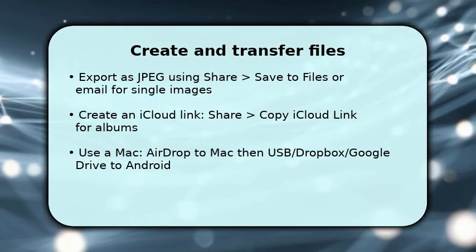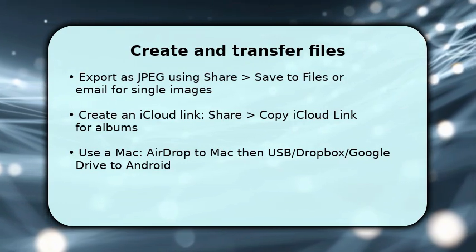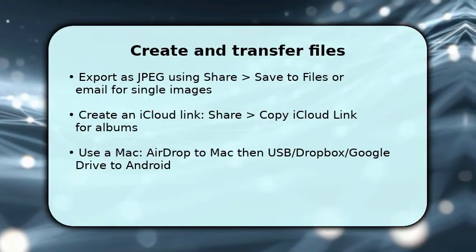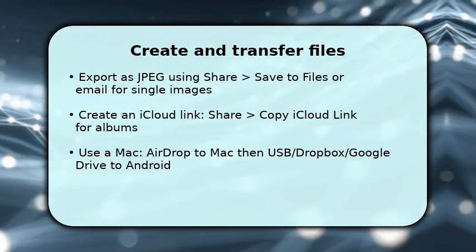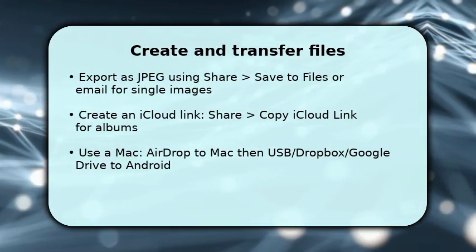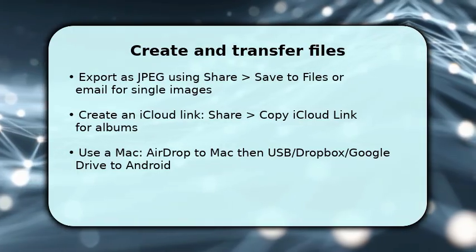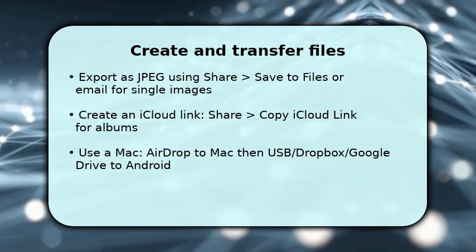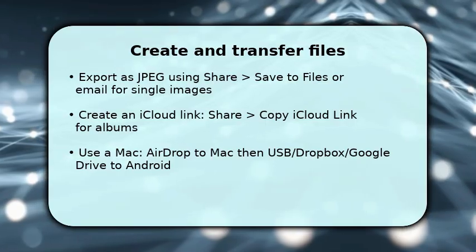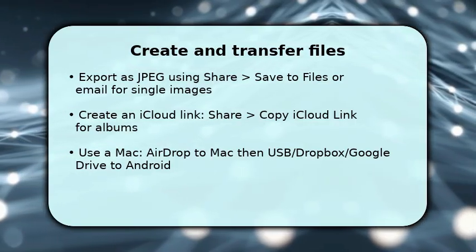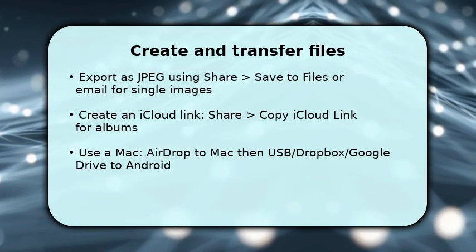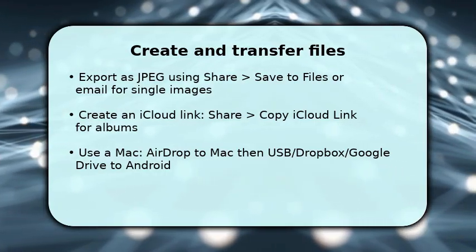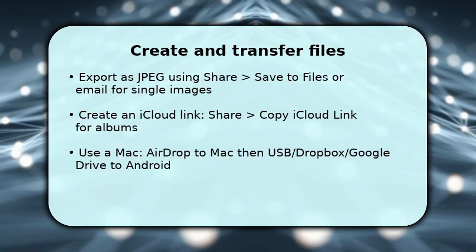Now you'll convert and move the photos. If you need broad compatibility, export images to JPEG via Share, Save to Files, then upload to Google Drive or Dropbox. If sharing an album quickly, use Share, Copy iCloud Link and send the link. The Android user opens it in their browser. If you have a Mac, AirDrop from iPhone to Mac, then connect the Android via USB or cloud storage to copy files. Make sure file names are clear so the recipient can save them correctly.